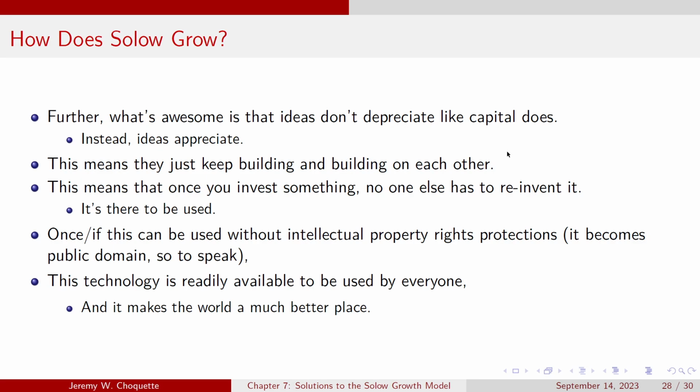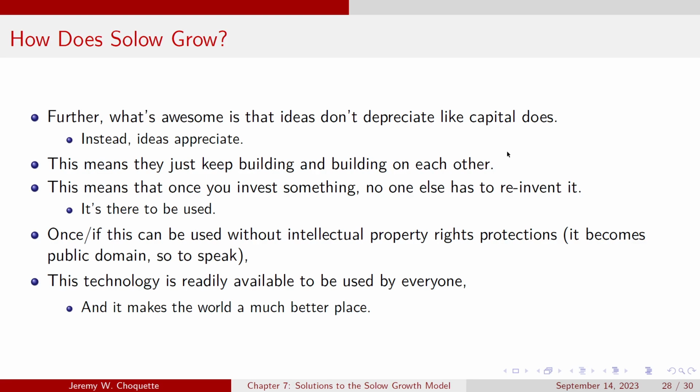But what you can do is take that idea and build on it, or add something else to it. You can go, hey, this is a cool thing. Let's take that and try to do our own little twist on it. So we keep building on existing ideas. Once you invent something, I know the slide says invest, but it's really supposed to be invent, no one else has to reinvent it. It's there to be used forever.